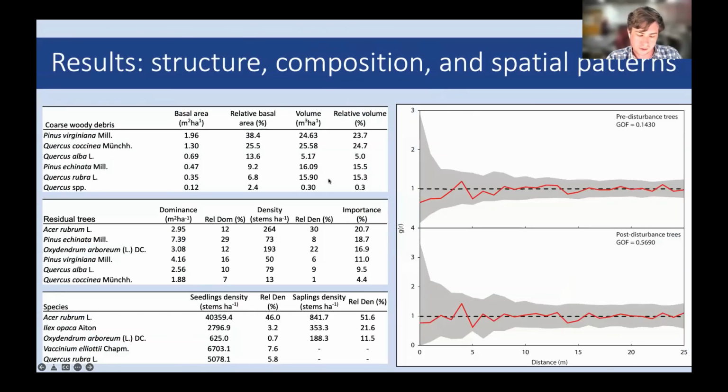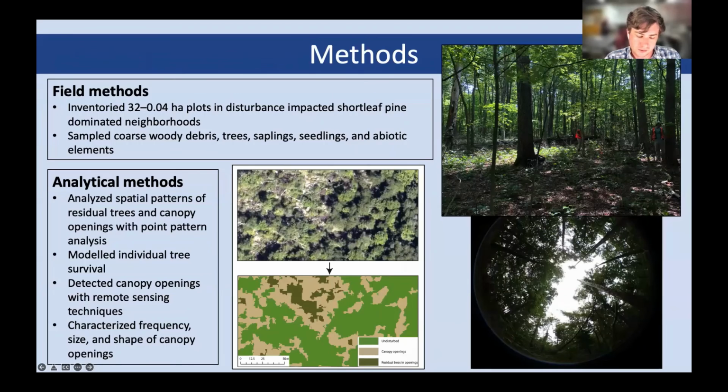And then finally, for the final objective, scaling up to the forest scale, we used a pixel-based classification to classify canopy openings using high-resolution images. Unfortunately, I've learned so much from this session about all the different LiDAR techniques, but we didn't have LiDAR data available post-disturbance, so we used multispectral imaging.